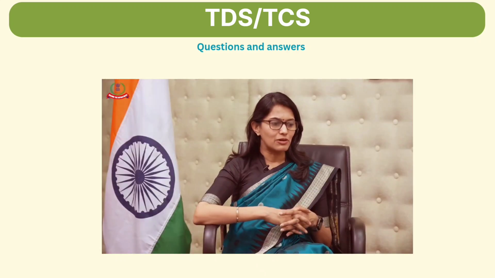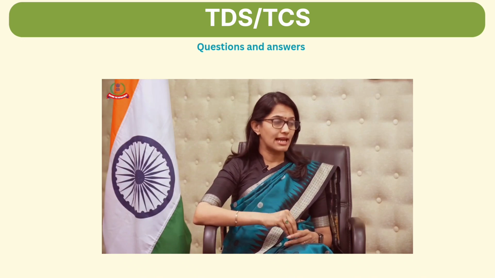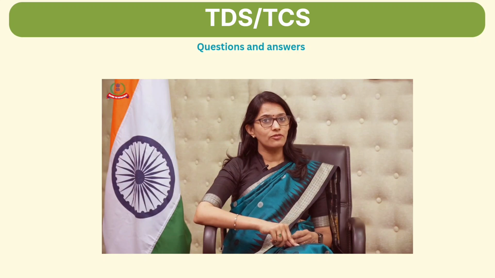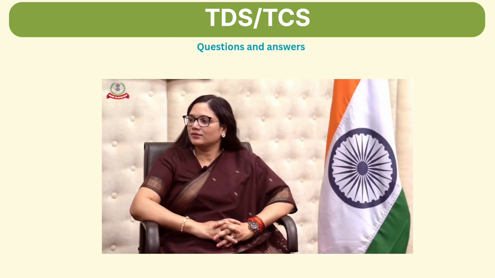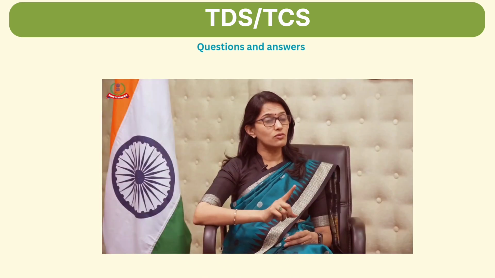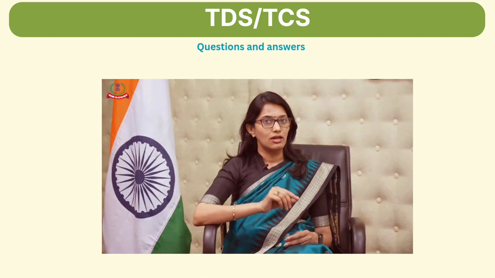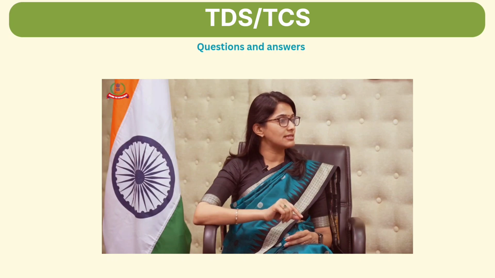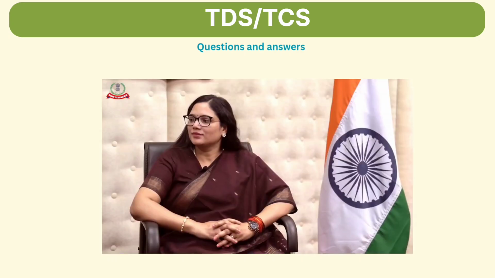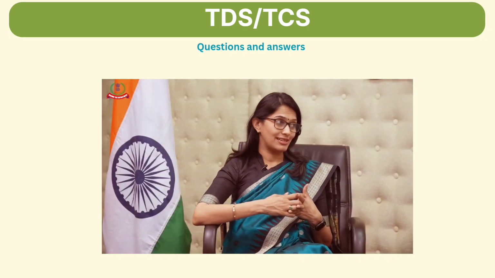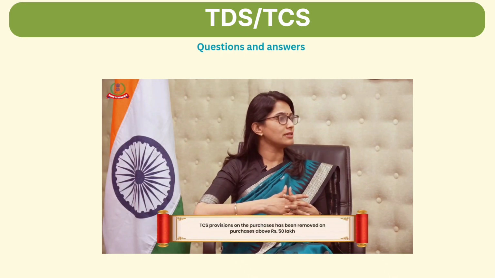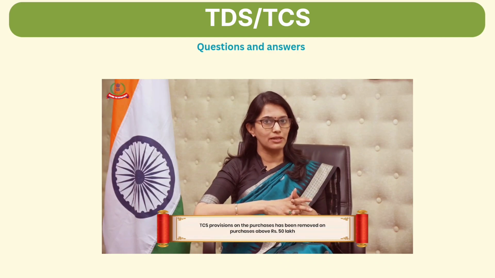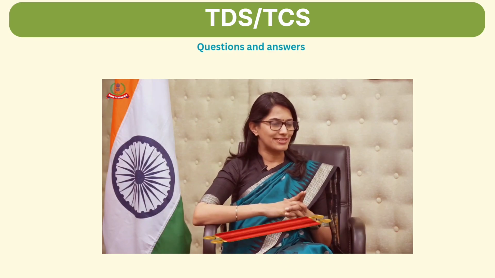Some instances that I can point out: currently, if the aggregate annual purchase exceeds rupees 50 lakhs during the year, Section 194Q of the existing Act provides for TDS at the rate of 0.1% by the purchaser. Alternatively, Section 206C(1H) of the existing Act provides for collection of TCS at the rate of 0.1% on such purchases. Now, for the ease of doing business and for the convenience of both purchasers and sellers, the TCS provision on purchases has been removed in the proposed bill. Now, there is only TDS on purchases.